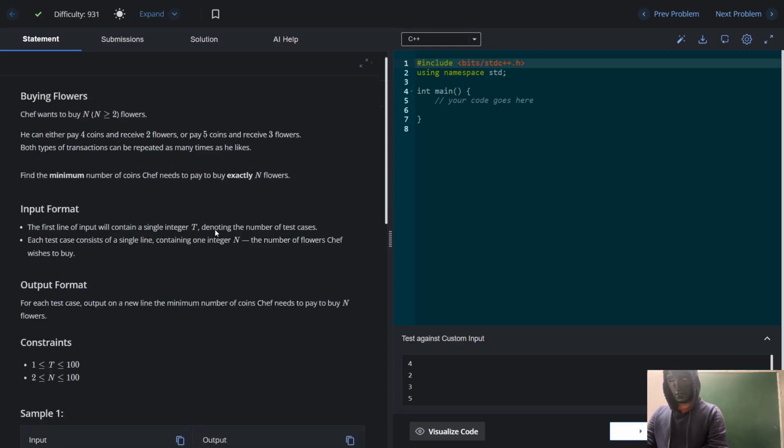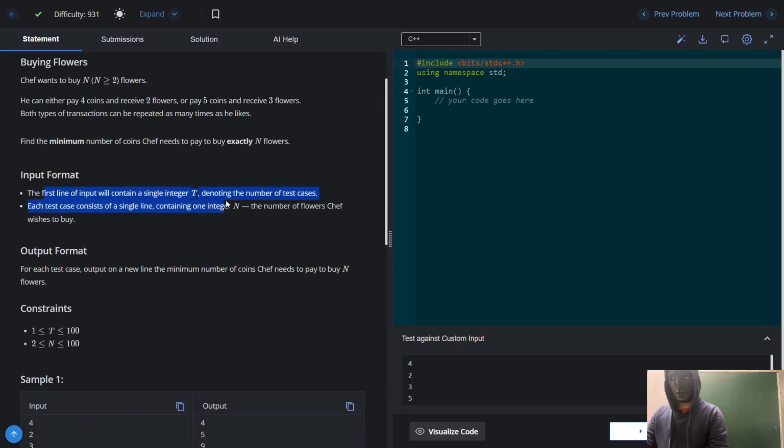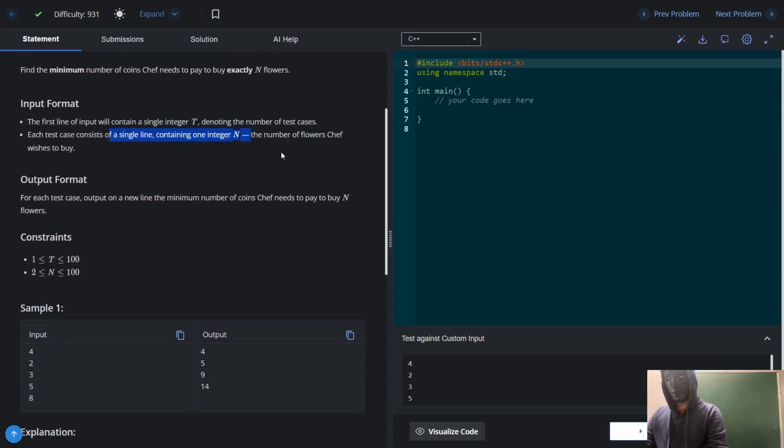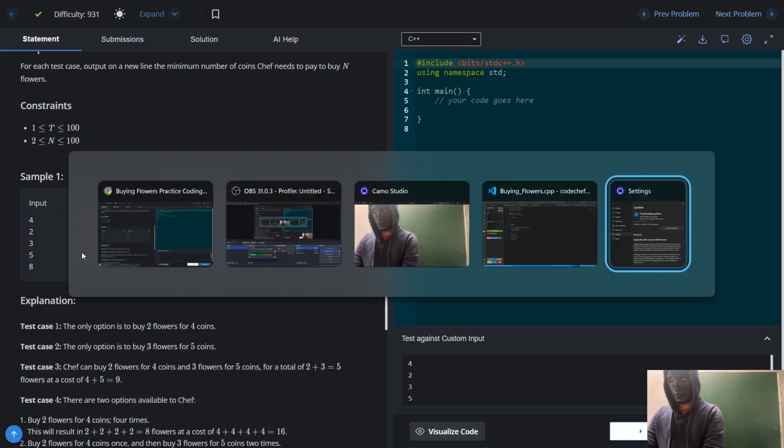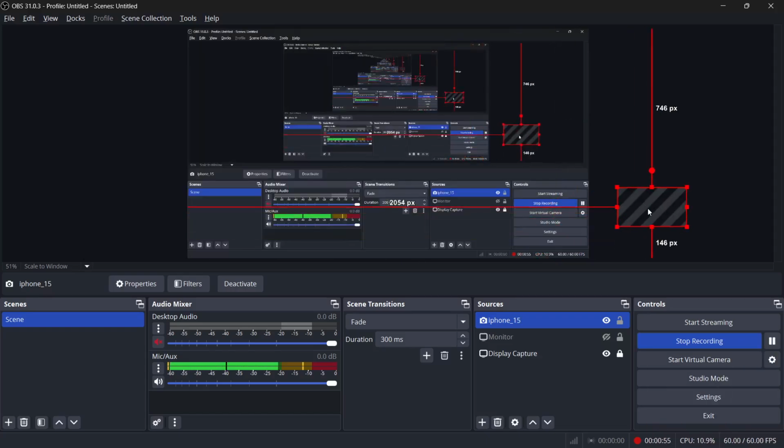In the first line we have integer t, denoting the number of test cases, and each test case has an integer n, basically the number of flowers Chef wishes to buy. They've given 4 test cases, and let's take them one by one. We have 2, 3, 5, 8.